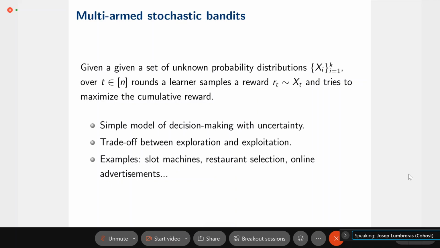And there are a lot of practical examples. One can be, for example, slot machines, or you can model restaurant selection as a bandit problem. For example, this night I want to go to dinner at some restaurant. I know some restaurants that are good, so I can exploit those ones, or I can explore some unknown restaurants with the risk that maybe they are better or maybe they are worse. So these are just a few examples.